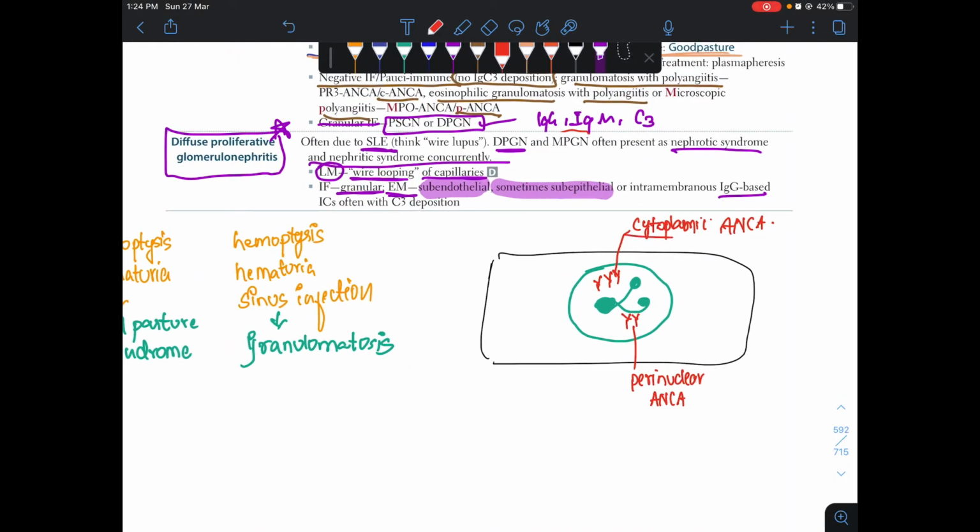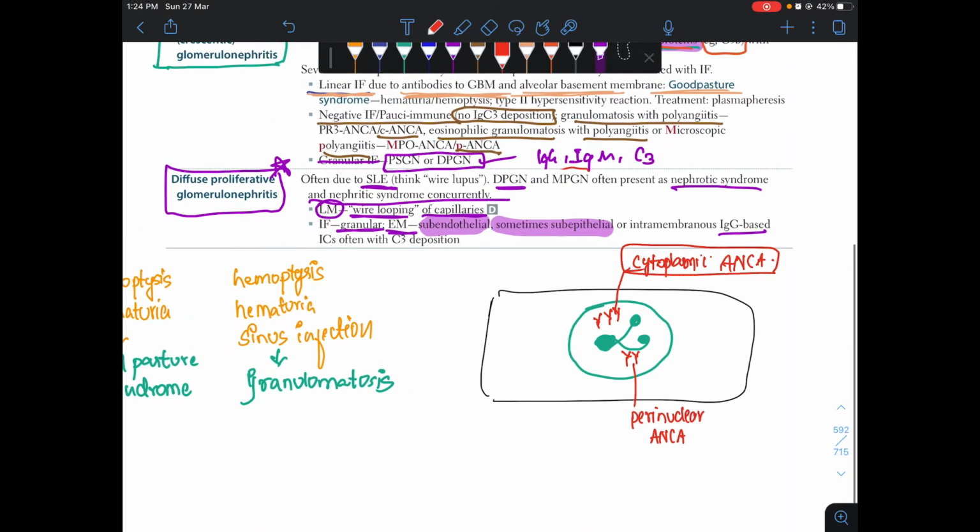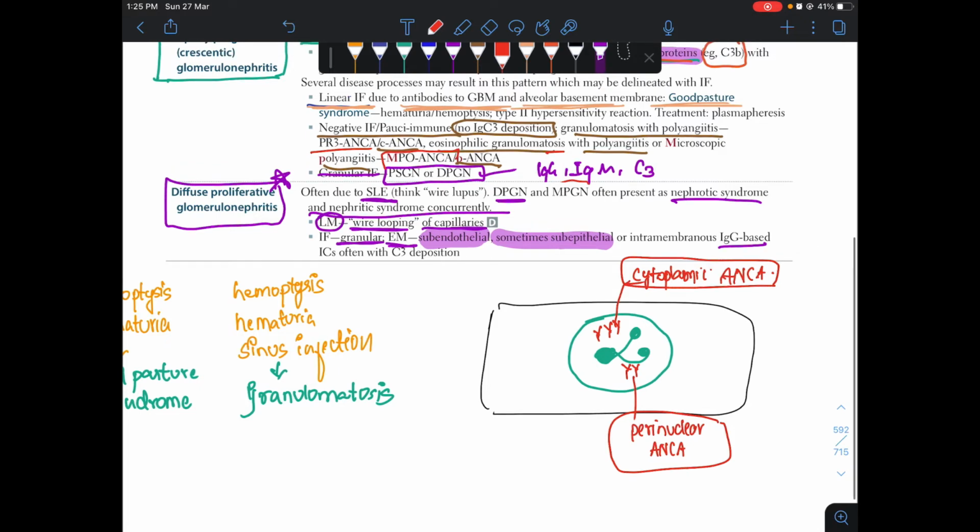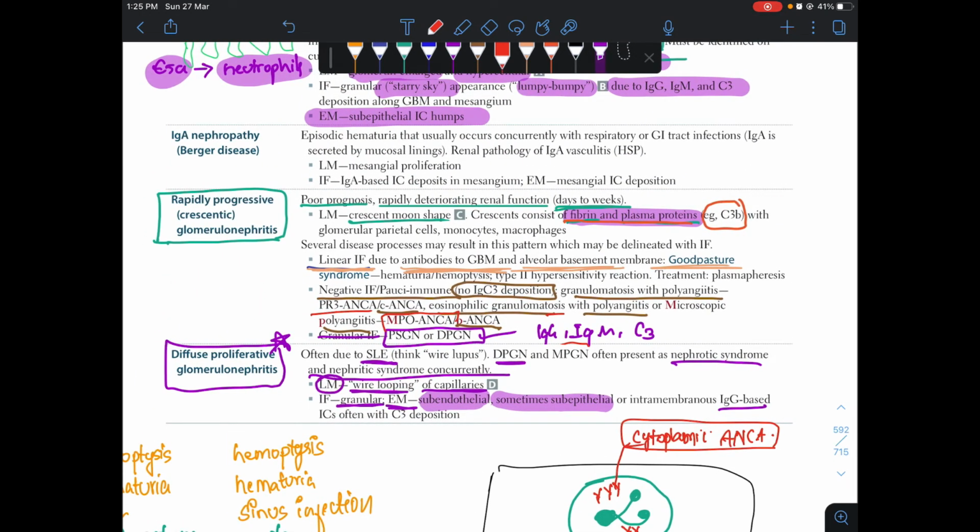And C ANCA is found in granulomatosis with polyangiitis, Wegener's granulomatosis, and PR3 ANCA is found in polyangiitis, and perinuclear, that is P ANCA, is found in eosinophilic granulomatosis. It is also called Churg-Strauss. And in eosinophilic granulomatosis with polyangiitis or microscopic polyangiitis, we also find the MPO ANCA. Hence, to rapidly review, a rapidly progressive or crescentic glomerulonephritis.